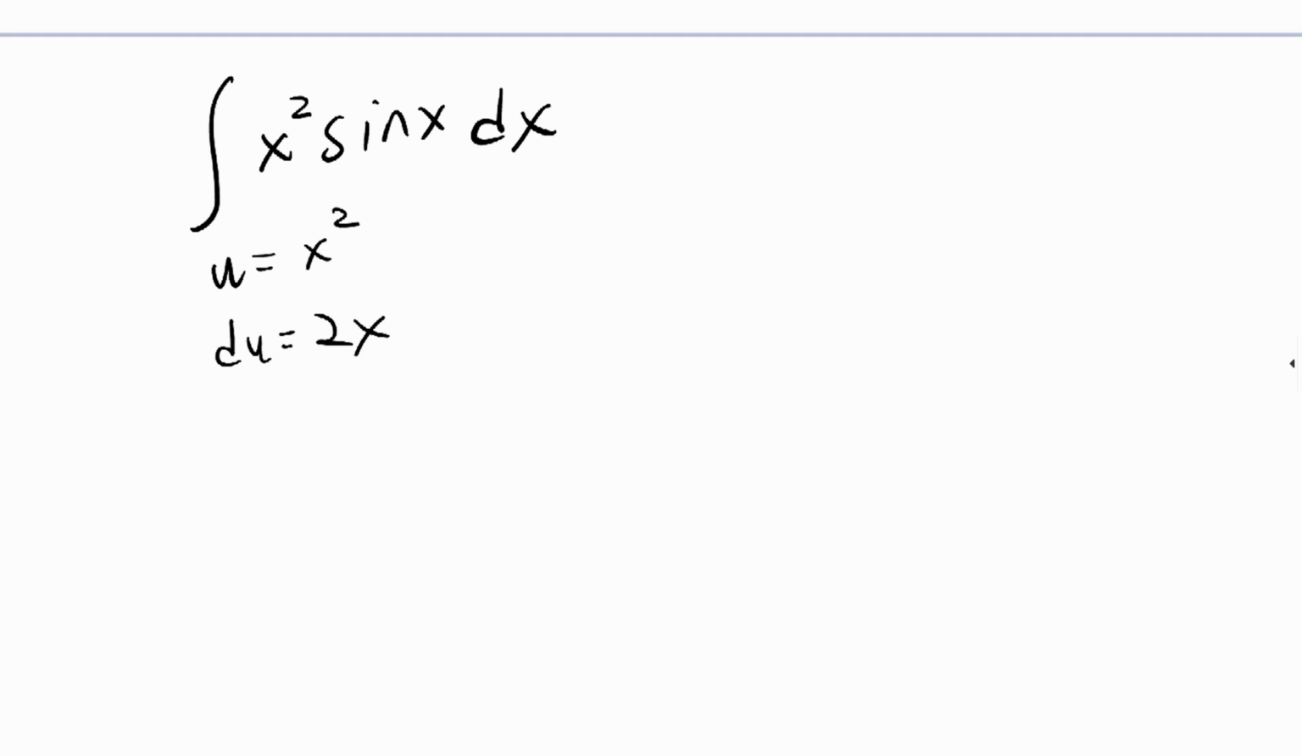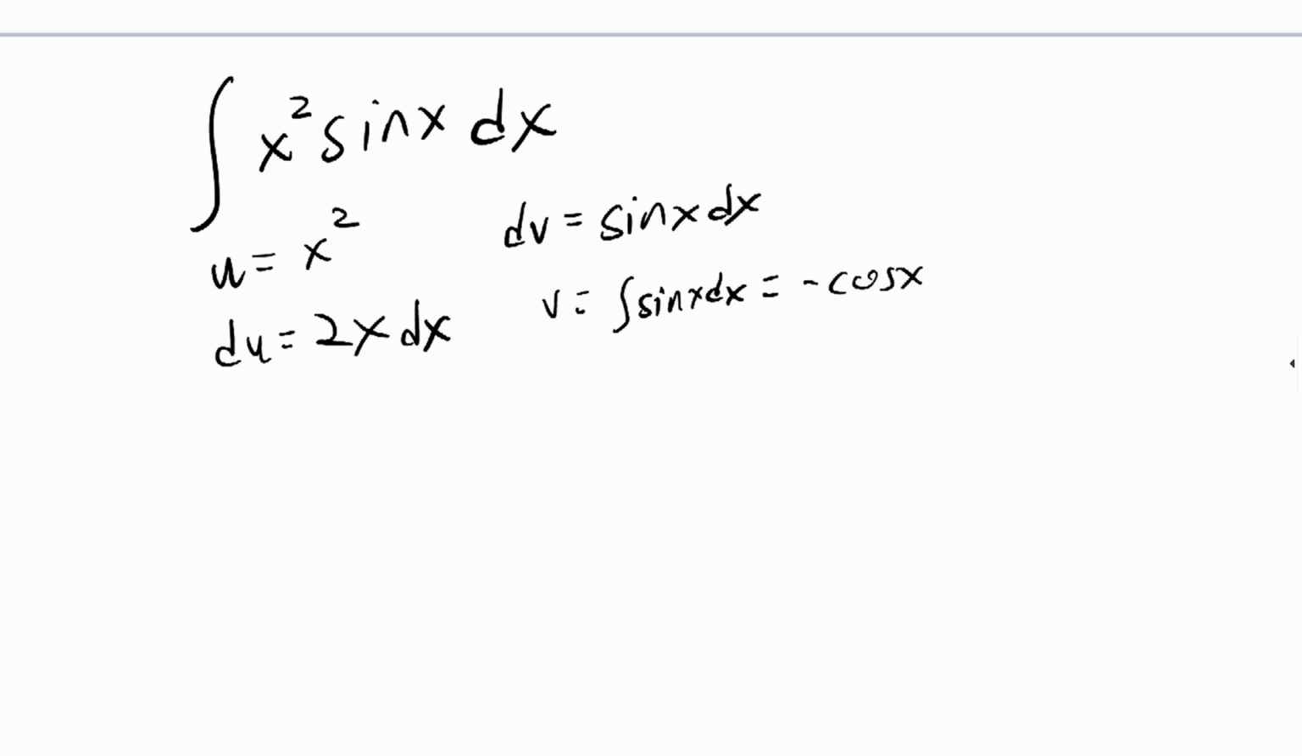Now, you might be wondering, why am I choosing the polynomial to differentiate? That's a great question, and you'll see why after we do this example. So just keep that in mind. There's a reason I'm choosing the polynomial to differentiate first. We have our dv is just going to be sine x, and v, the integral of sine x, is just negative cosine x. And we of course have the dx over there.